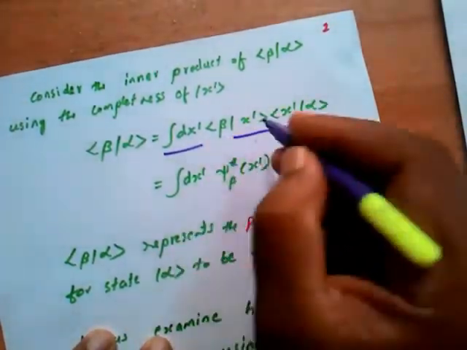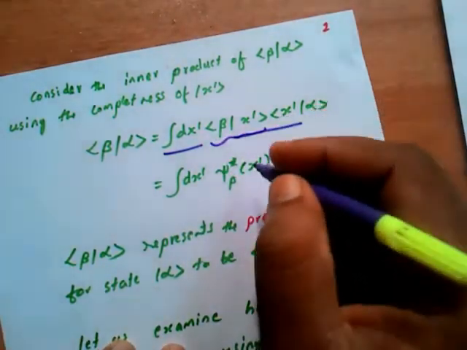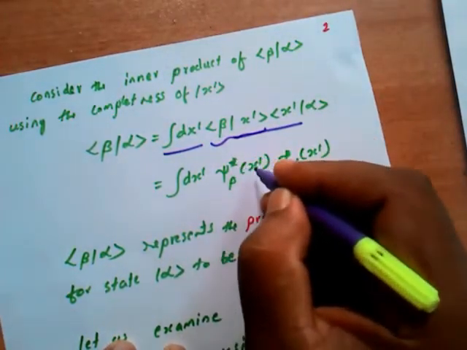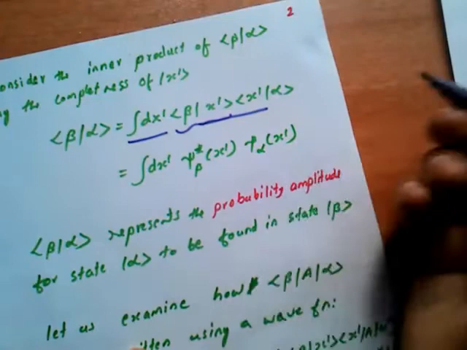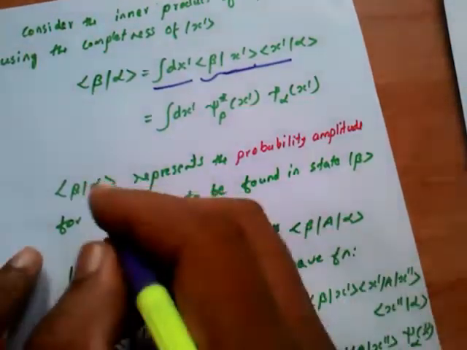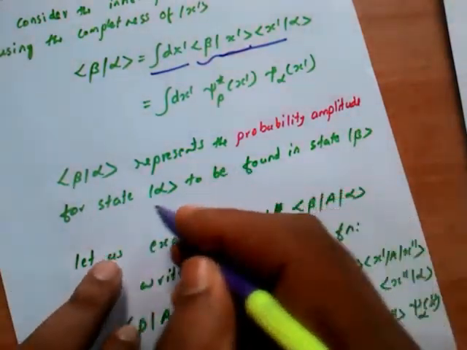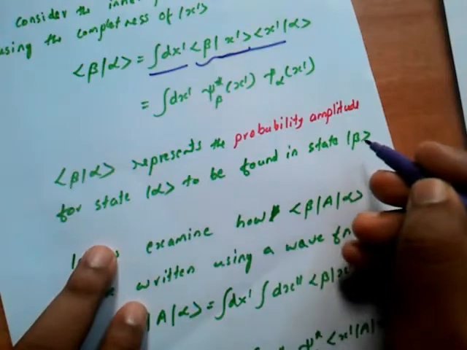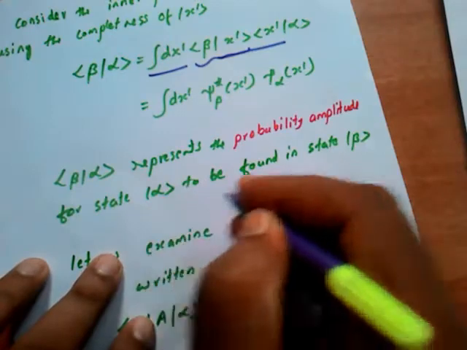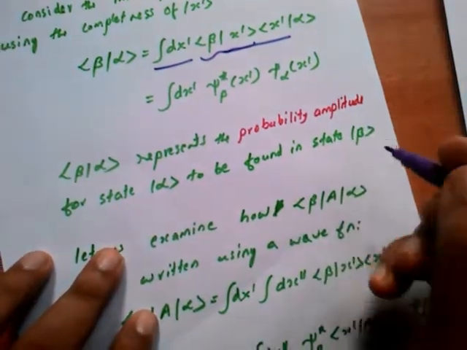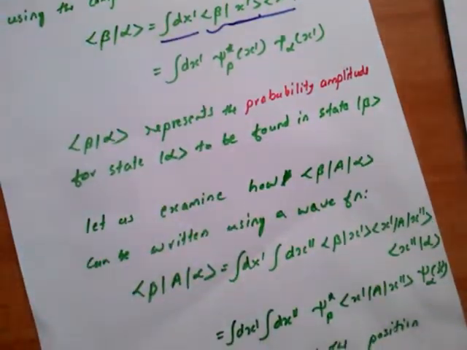So this beta x dash we can represent as psi beta star of x dash, and this x dash alpha we can represent as psi alpha of x dash. That is, the inner product of beta alpha represents the probability amplitude for the state alpha to be found in state beta. The probability of state alpha to be found in state beta can be represented as beta alpha, which is known as probability amplitude.